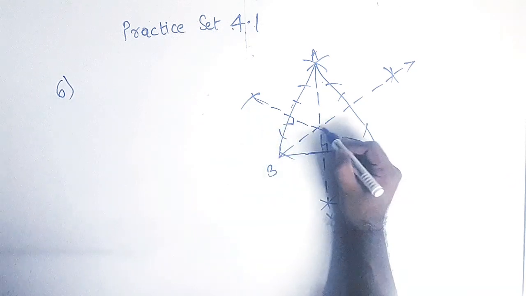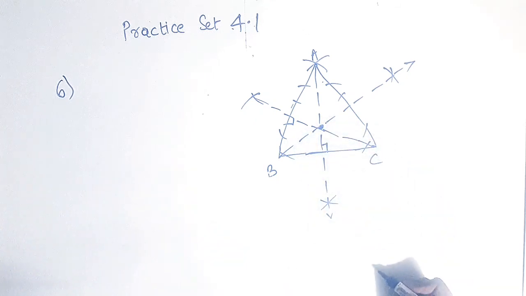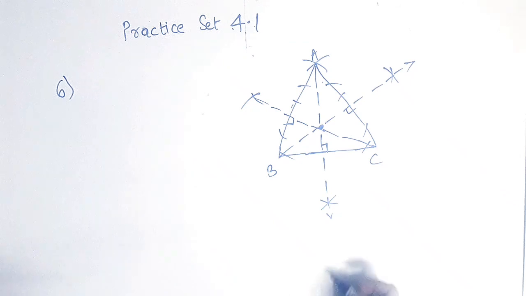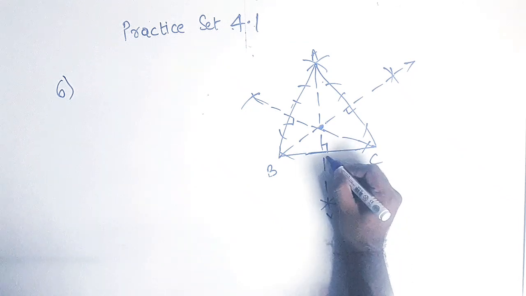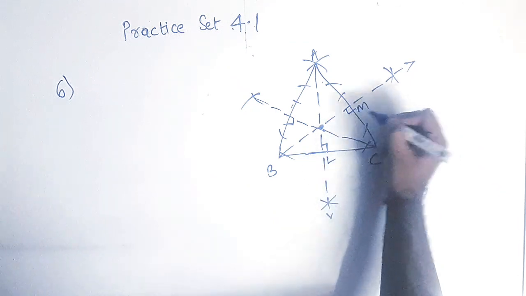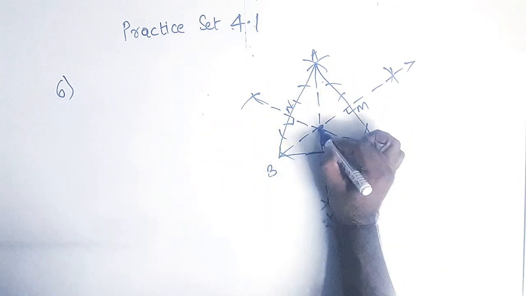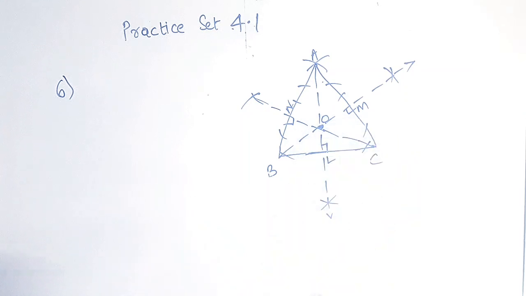Okay, so you can see the point of concurrence of these 3 lines, these 3 altitudes, say AL, BM and CN, is point O. Orthocenter is generally denoted by letter O. Okay, now let us find the median.